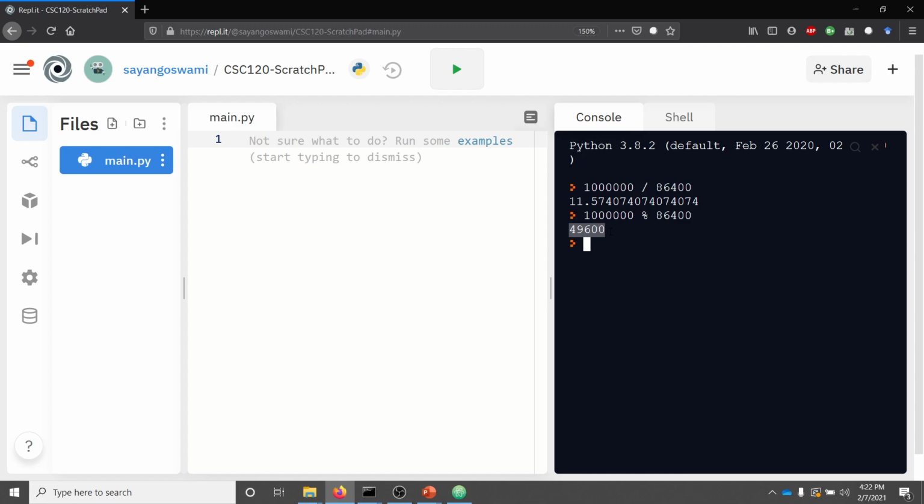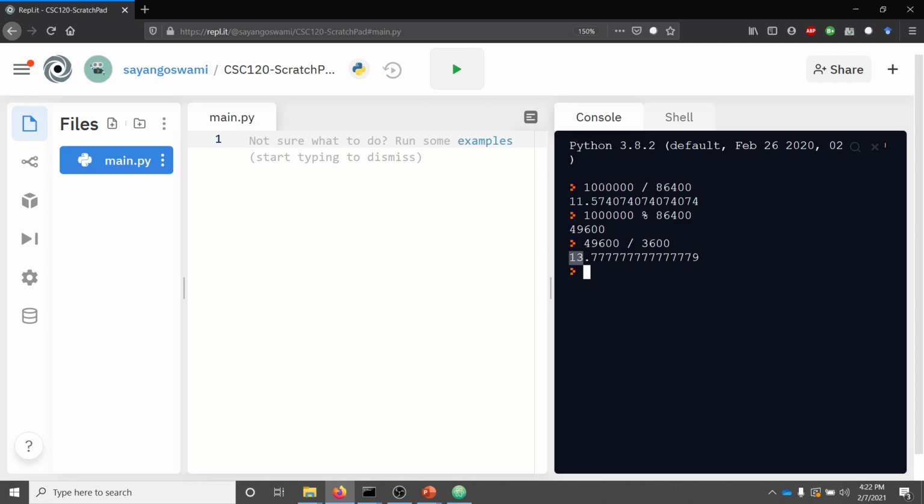Now we need to figure out how many hours there are in this number, right? So 49,600. How many hours are there in these many seconds? And the way we find that is just divide by 3,600, right? Because that's the number of seconds you have in 1 hour. So when you do this, you get 13, right?